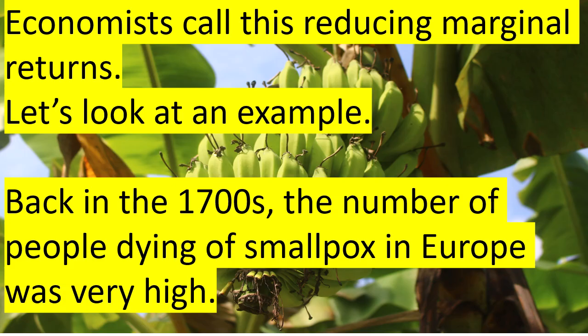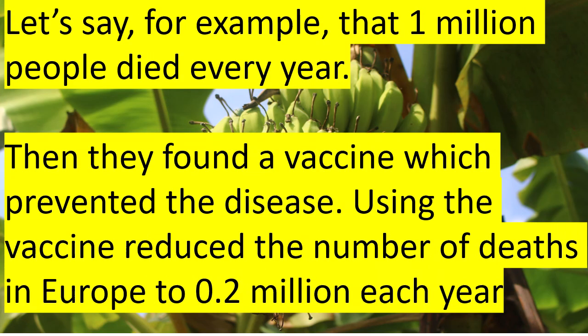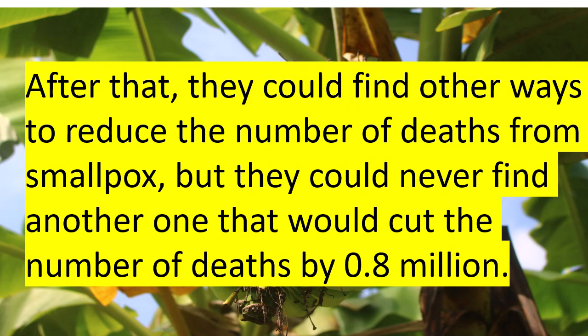Back in the 1700s, the number of people dying of smallpox, which is a very bad disease, in Europe was very high. Let's say, for example, that 1 million people died every year. Then they found a vaccine which prevented the disease. Using the vaccine reduced the number of deaths in Europe to 0.2 million each year. After that, they could find other ways to reduce the number of deaths from smallpox, but they could never find another one that would cut the number of deaths by 0.8 million.